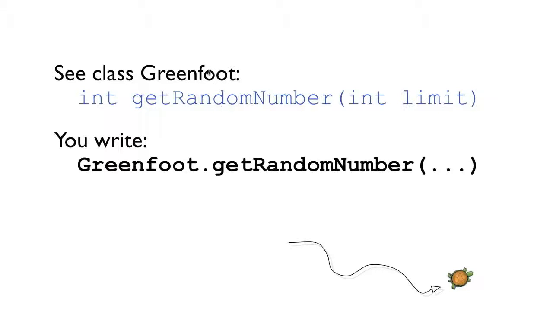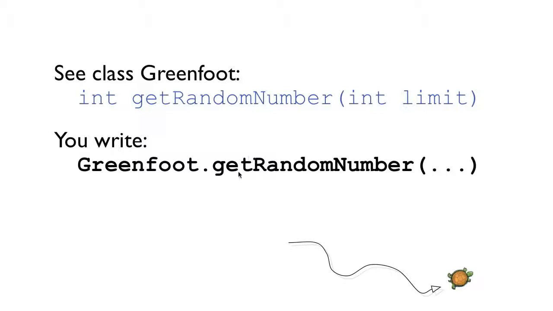Because this method is in the class Greenfoot, not in the actor class, not in my turtle class, when I call it, I have to write the class name in front of it and a dot and getRandomNumber. For those who know already a little bit about Java, just quickly jumping ahead a bit, this is a static method. That is why there's a class name here. If you don't know what that means, don't worry. I will talk about that in one of the next episodes.